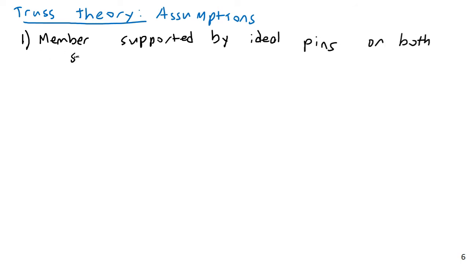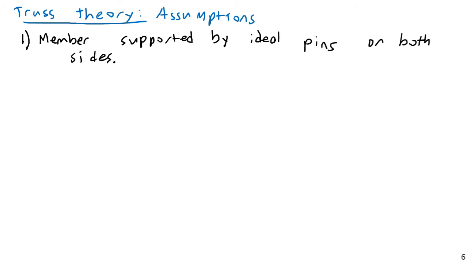This is, of course, completely impossible. There is no such thing as a perfect pin. There is no such thing as a perfect roller. There's no such thing as a perfectly fixed connection, because a perfectly fixed connection would be one that, no matter how much load you apply to it, doesn't move at all.